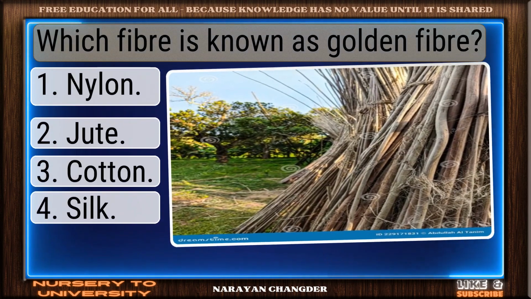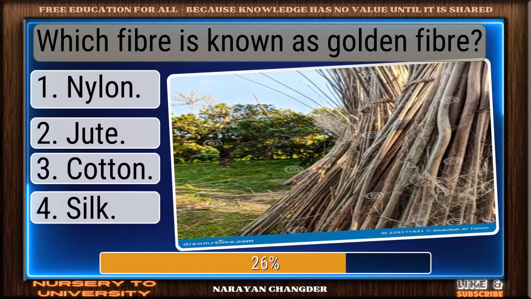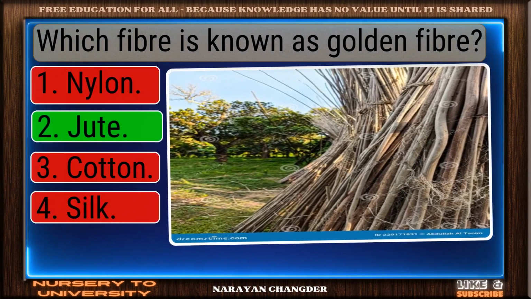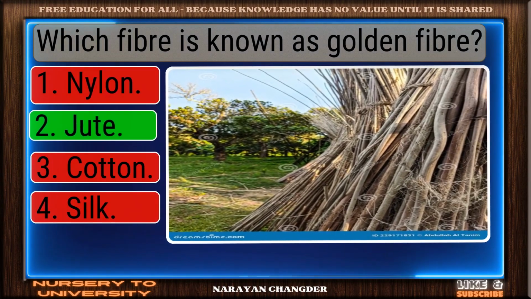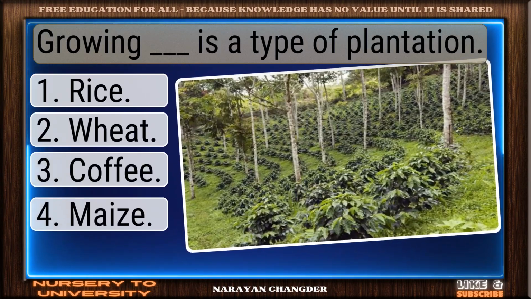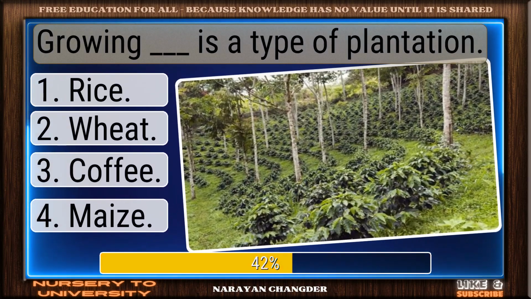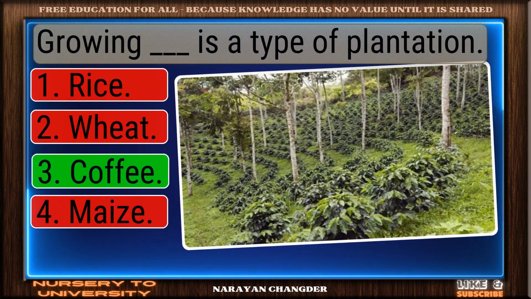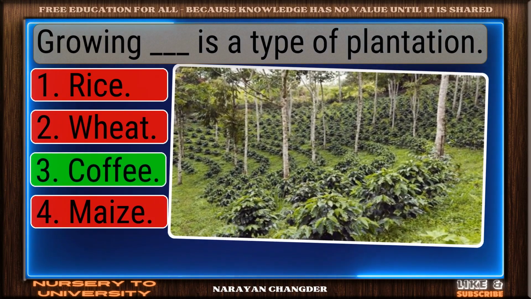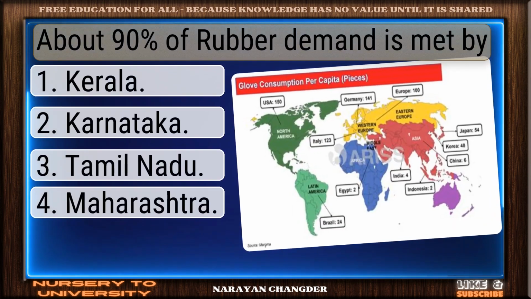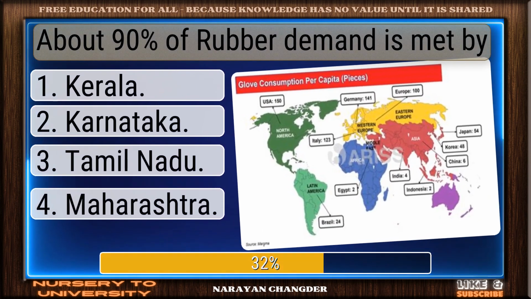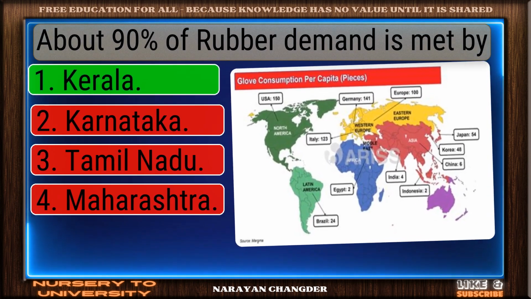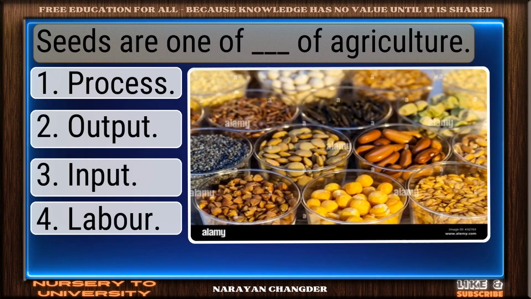Which fiber is known as golden fiber? Valid point. Jute is true. Growing dash is a type of plantation. Nice selection. Coffee is correct. About 90% of rubber demand is met by... Right choice. Kerala is best.